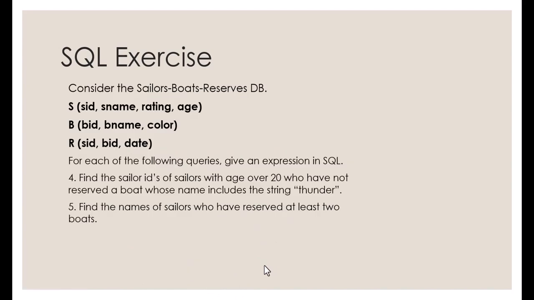Number 4, find the sailor IDs of sailors with age over 20 who have not reserved the boat whose name includes the string thunder. Number 5, find the names of sailors who have reserved at least 2 different boats. Take about 4 to 5 minutes per query, and once you're done, you can hit play.